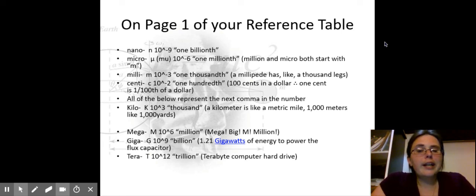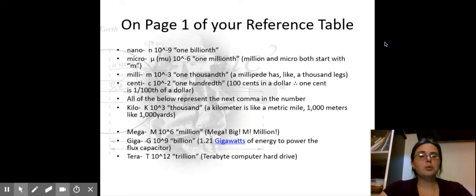And then tera is a capital T, and it's 10 to the 12th or trillion. And that you can think of for a terabyte computer hard drive, which is actually a really large amount of information that can be stored.